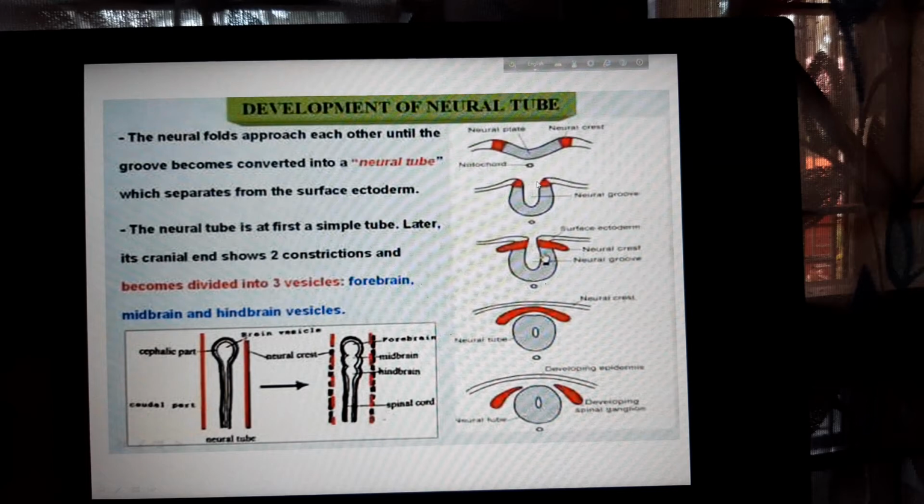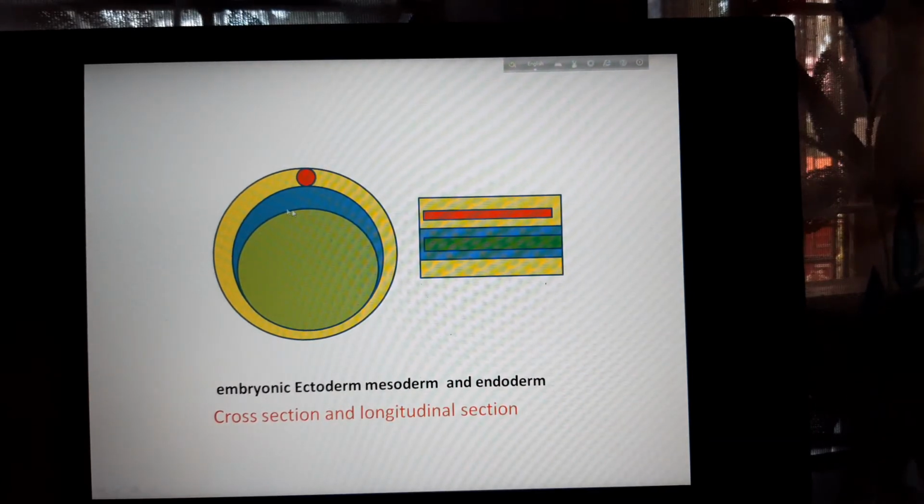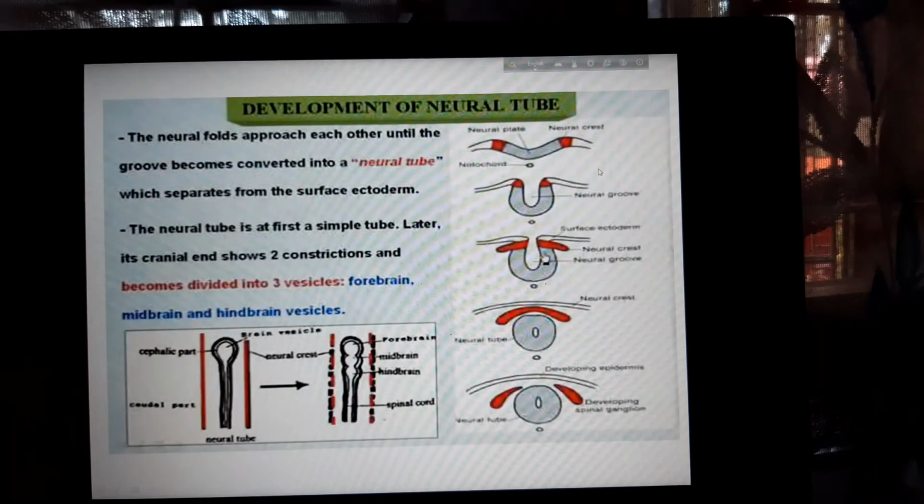So this is the rudiment of brain and spinal cord. It appears as an ectodermal thickening. This is ectoderm, and it is a thickening of the cells. The ectodermal cells thicken on the dorsal side of the embryo. You see, this is the embryo. This is the dorsal side and this is the ventral side. This is the thickening of the brain rudiment.